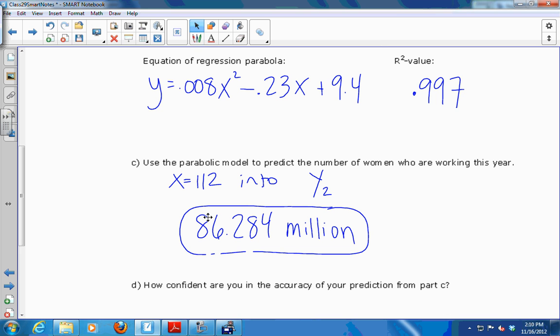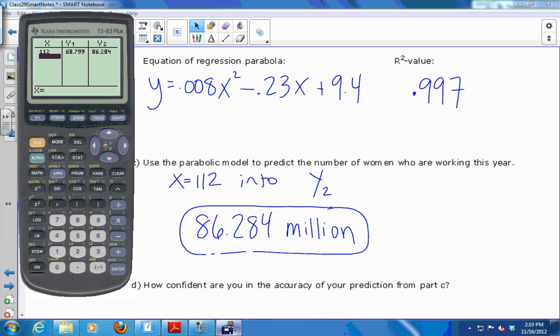Which is significantly more than the line predicted. So having a good model is important, right? Even if the line was a pretty decent model, it's going to significantly underestimate the number of women in the workforce over time.